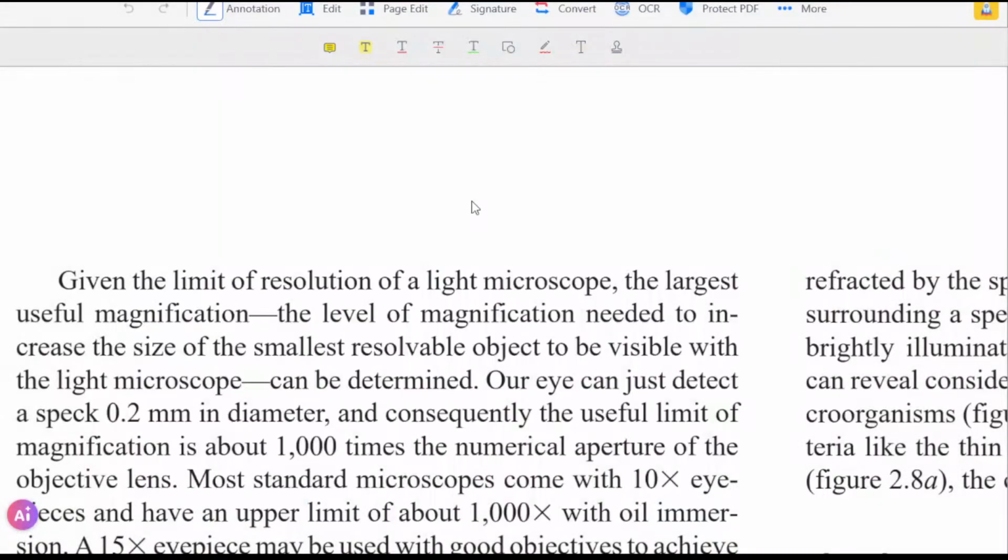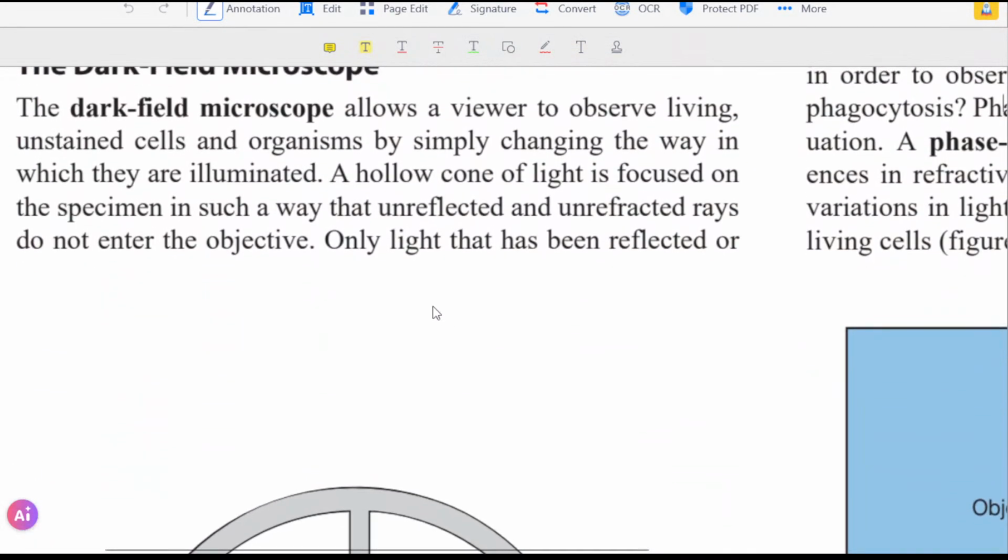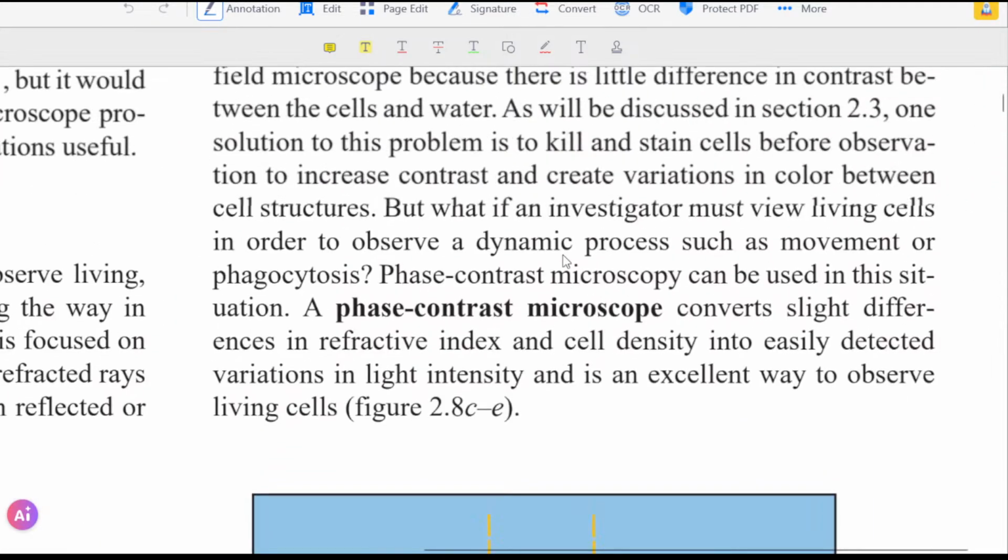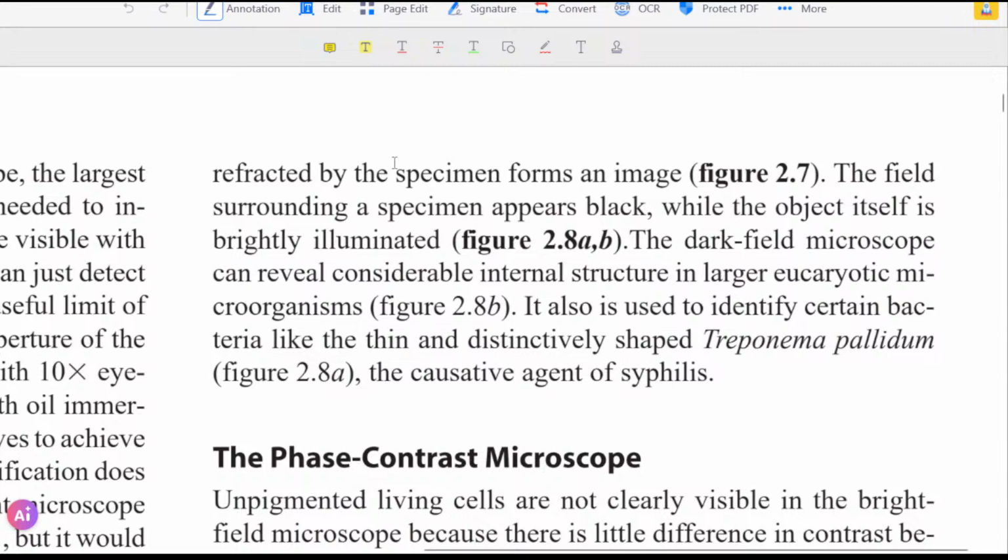Alright, what is this? Only light that has been reflected or refracted by the specimen forms an image, right? The field surrounding the specimen appears black, because there is no image for the background. The light reflected or refracted into the background, we don't even capture, and our eyes can only see things through light. If you take out the light that was reflected or refracted by some object, we cannot see that object. Even if it is a background, we see it as black.